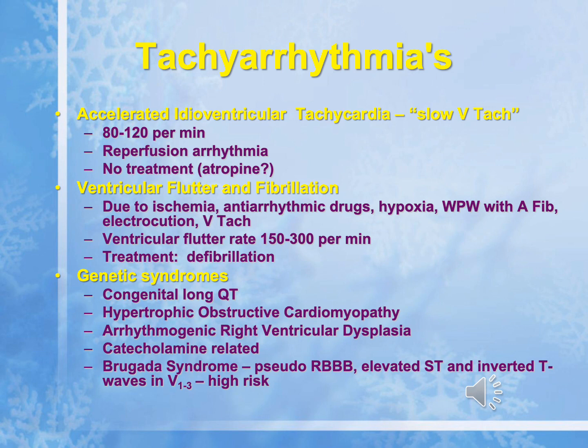congenital long QT interval, but there are also other cardiomyopathies that are associated with arrhythmias, such as arrhythmogenic right ventricular dysplasia, hypertrophic obstructive cardiomyopathy, catecholamine-related cardiomyopathy, and more recently we've heard about the Brugada syndrome, in which there is a pseudo right bundle branch block and elevated ST segment and inverted T waves in leads V1 through 3. And it is high risk for sudden death and ventricular arrhythmias.